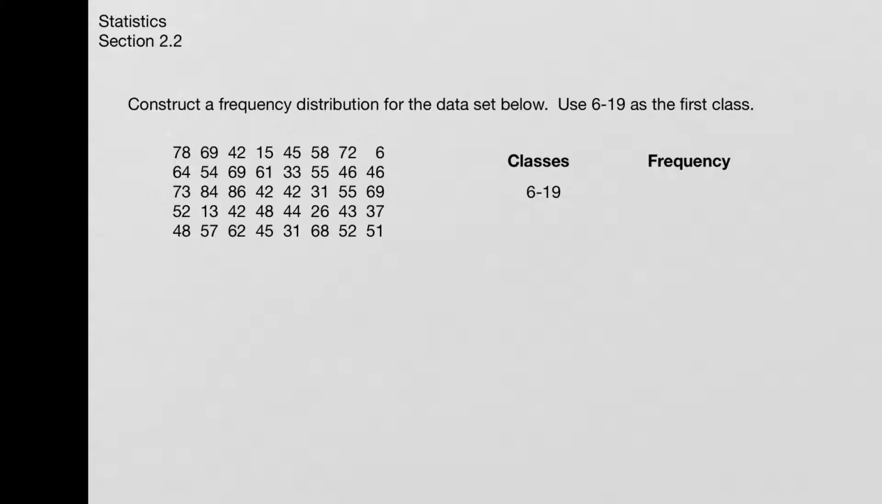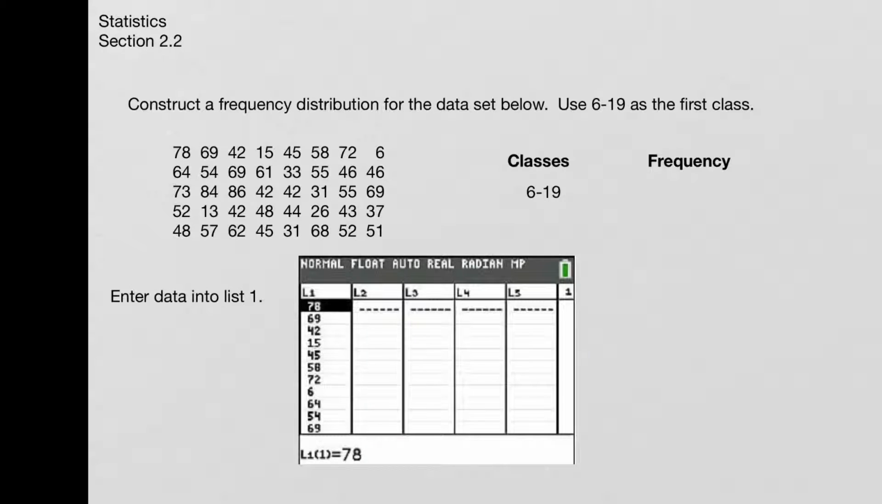So in order to do this, we're going to start by entering the data into list 1. Here I have my data in list 1. I typed it in, and after I entered each number, I hit the enter button. Notice that all the data is in list 1. I'm not going to put any data in any other list, even though it's in columns here. It's just because it takes up less space on the page. So once my data is in the graphing calculator, then I can sort it.